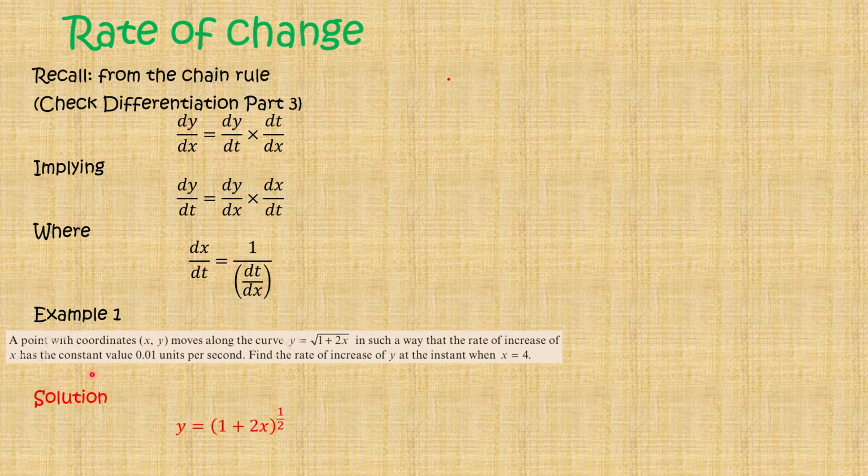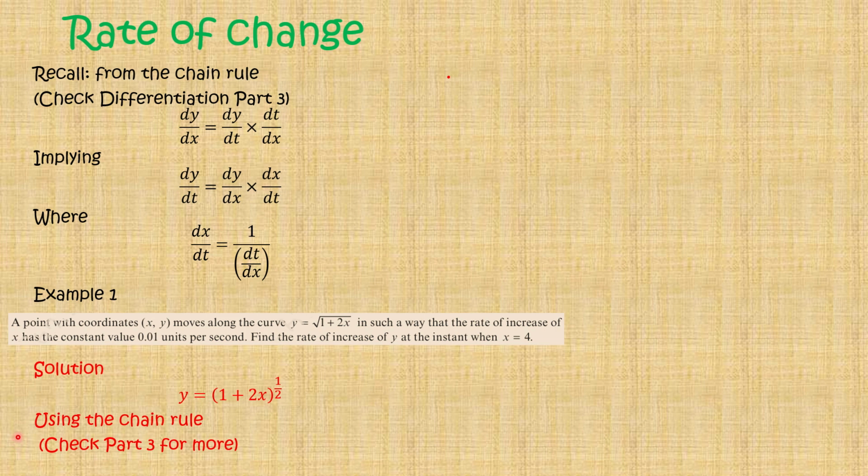The solution. Now we know that we can express y as (1 plus 2x) to the power a half. This is from the laws of indices. And I encourage you to check out our video on indices. We cover such content. Now, we are going to make use of the chain rule in order to find the dy/dx from this y, because we need that bit. So you can also check out part 3 on this differentiation playlist for more details.